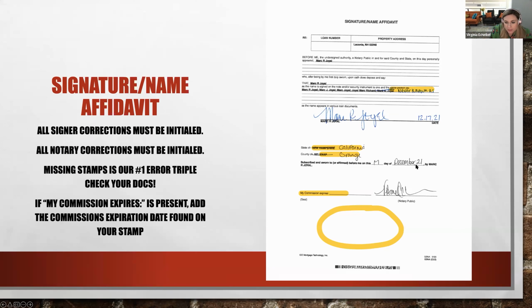Now, this notarization is a mess. Notary didn't initial the venue change. The commission expiration date wasn't added, and the stamp was not added. So remember, all notarizations must be stamped. And probably our number one error is missing stamps. So triple check your docs. That's just called going too fast, right?